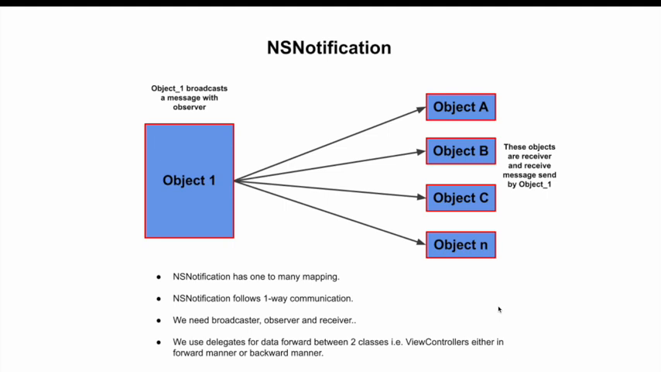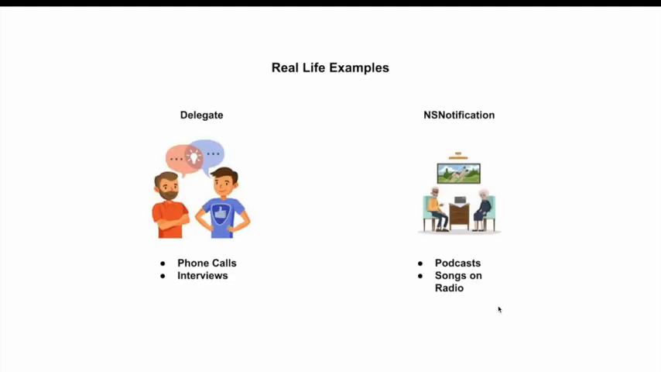We use delegate for data forwarding between two classes, that is, controllers, either in a forward manner or a backward manner. That's a common point between delegate and NSNotification. We'll create another video on that. But till now, let's go to the next very interesting thing, the real-life example of delegate and NSNotification.